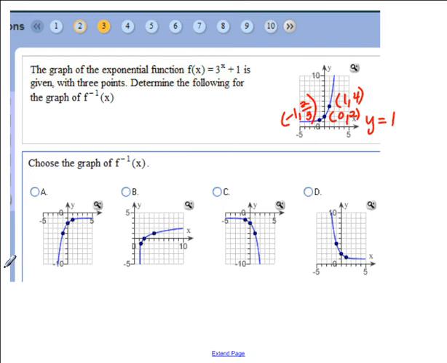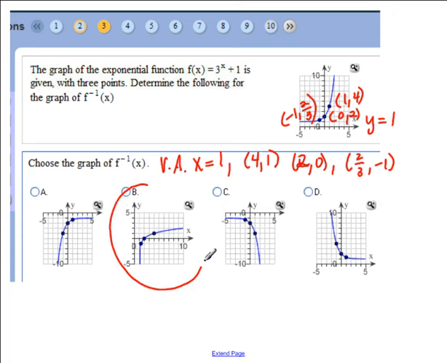So when we interchange all of those points, again, we're looking now for a vertical asymptote at x equals 1, okay? And then the points 4, 1, 2, 0, and 4/3, -1. So a vertical asymptote at x equals 1, 4, 1, 2, 0, and 4/3, -1. Okay, so the only one with a vertical asymptote at x equals 1 is this b.